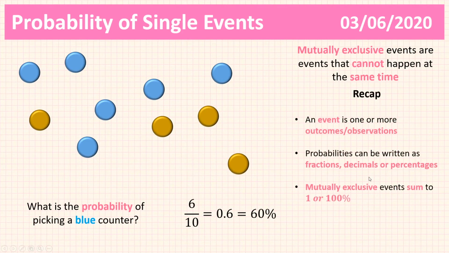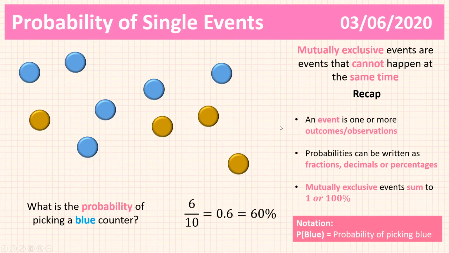Okay, so now let's look at some other things we recapped. We said that an event was an observation or an outcome. Probabilities can be written as fractions, decimals, or percentages like we have done here, and that mutually exclusive events sum to 1 or 100%, depending on whether you're using fractions and decimals or percentages. One more thing that we didn't look at that's really important is notation for probability. So notation for a probability looks something like this. If you see P and the word blue in brackets, that means the probability of picking blue. So if I wanted to write this question, I could have written P of blue equals, and that's one way of doing it.